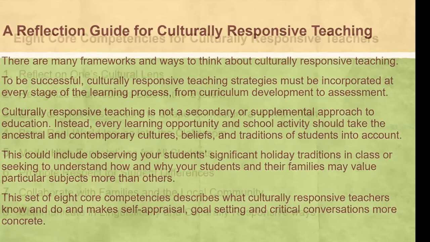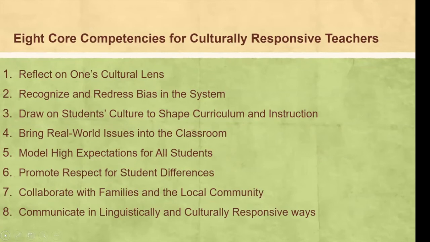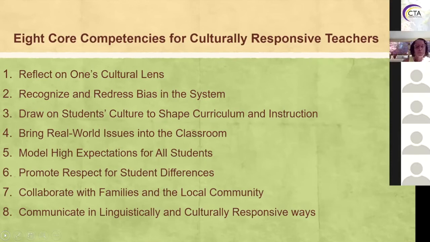So I'm going to jump right to these because I want us to take a moment to reflect on them. The first one is to reflect on your own cultural beliefs. The second one is to recognize and redress bias in the system. The third one is to draw on students' culture to shape curriculum and instruction. The fourth one is to bring real-world issues into the classroom, because the real-world issues are there. I guess the challenge is for you to address them to some extent. Number 5 is to model high expectations for all students. Number 6 is to promote respect for student differences.